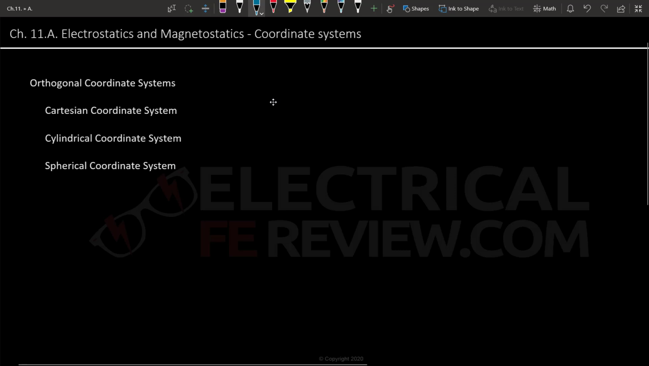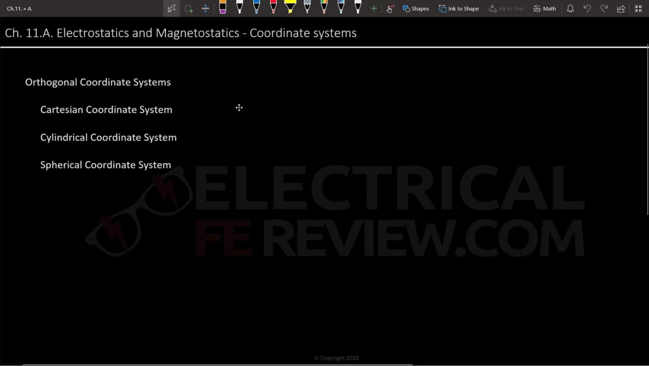So hello again. Now we will be talking about coordinate systems. We will cover orthogonal coordinate systems in this topic, and this is just because it'll simplify our math and make our problems and our solutions easier. What orthogonal coordinate systems means is that all three unit vectors will be perpendicular to each other.